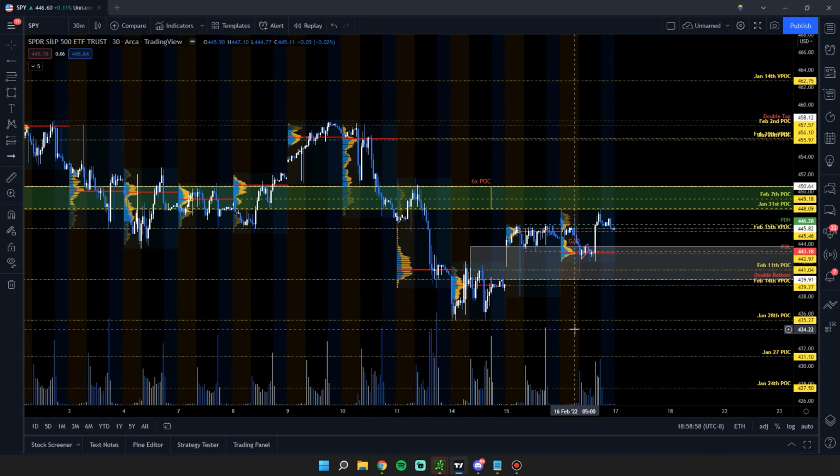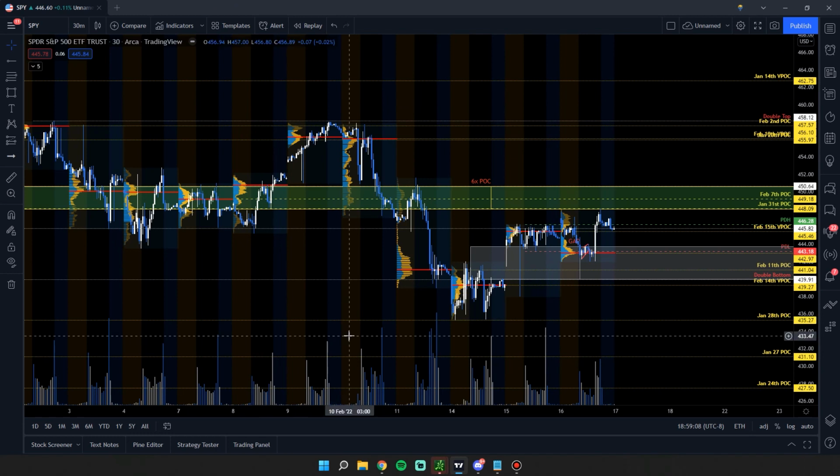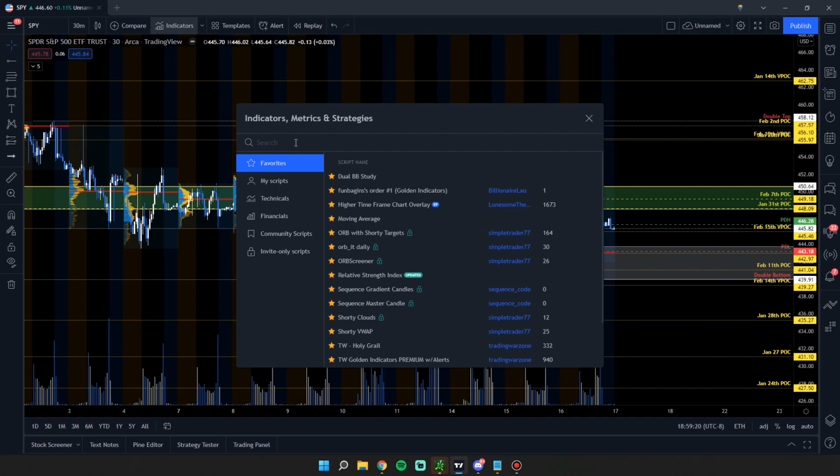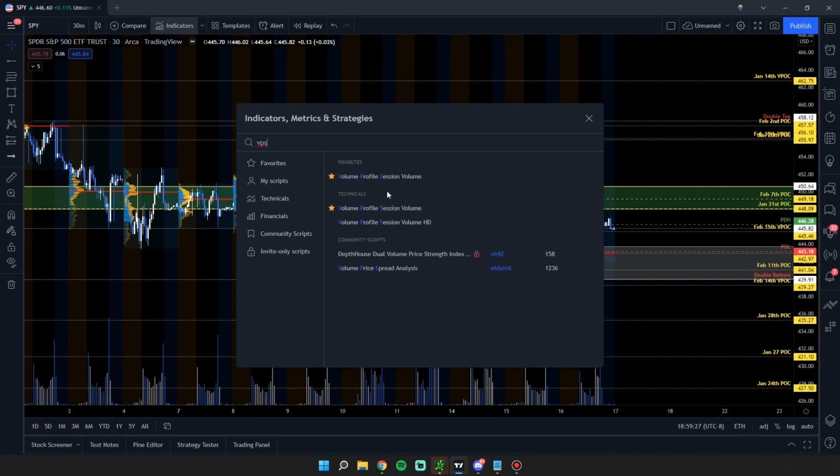Okay, so first question is, what platform is this? Because I jumped in late. Oh, sorry. This is on TradingView, and for this particular indicator, you have to subscribe to TradingView. You have to do the minimum subscription. It's like $15 a month. That's a bummer in my opinion. And from here, once you subscribe, you search for VPSV, volume profile session volume. So you should be able to see that on my screen.